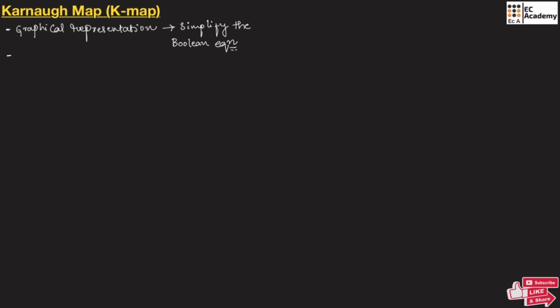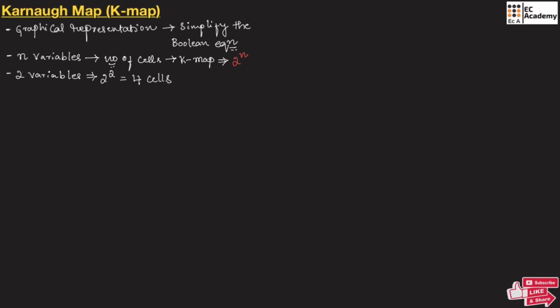So for a Boolean expression consisting of n variables, the number of cells required in K-map is 2 to the power of n. Here n represents the number of variables in a Boolean equation. For example, if we are having two variables, then we can have 2 to the power of 2, which is equal to 4 cells in a K-map.